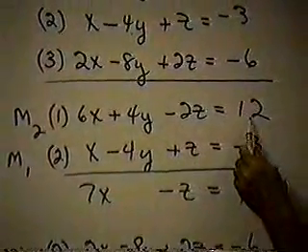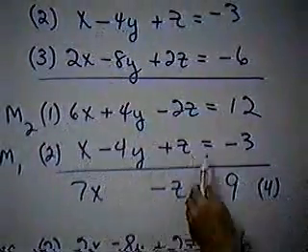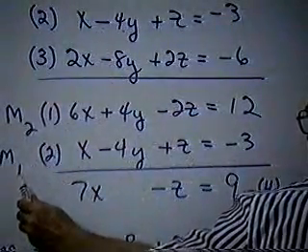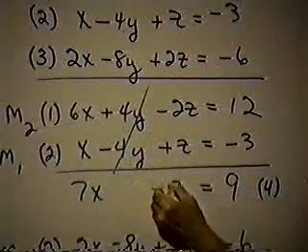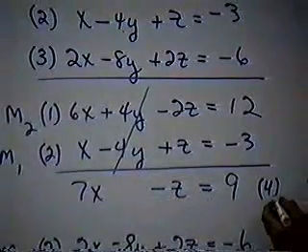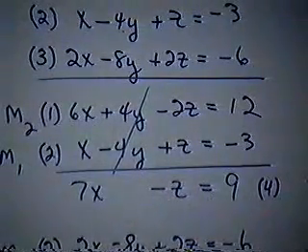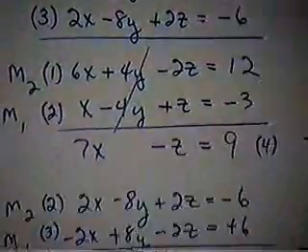Now don't forget to multiply the constants. Equation 2, we will just copy it down, which again is saying the same thing as multiply by 1. And so when we add, the y's drop out and we get 7x minus z is equal to 9. And we will label that equation 4.